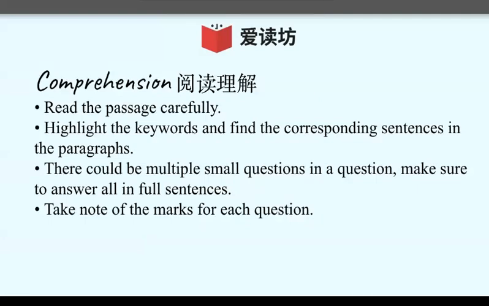The third part is comprehension. So students will read passage carefully because students need to find the synonym of the words in each passage. Highlight the key words and find the corresponding sentences in the paragraph. There could be multiple small questions altogether and make sure to answer all of them in full sentences. And take note of the marks for each question.